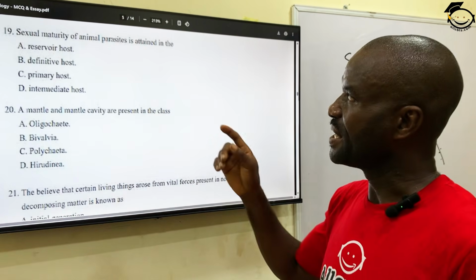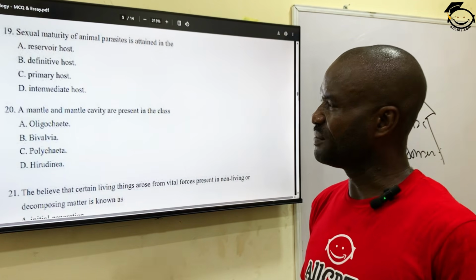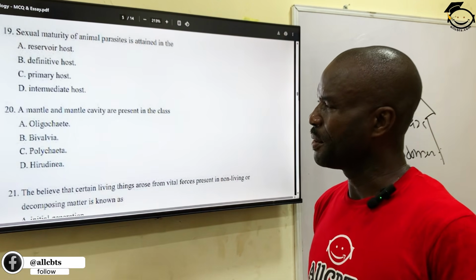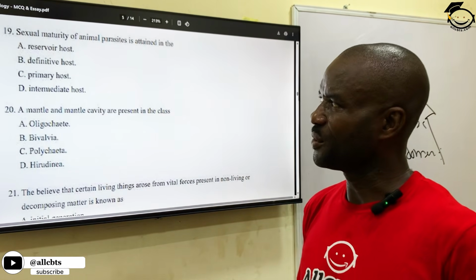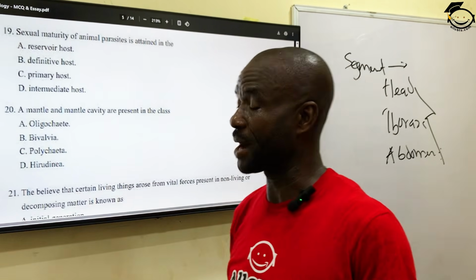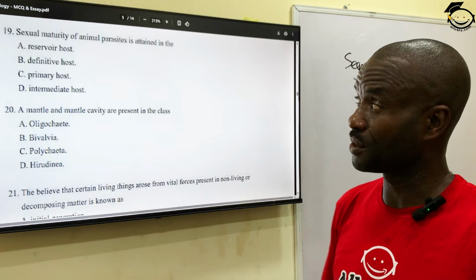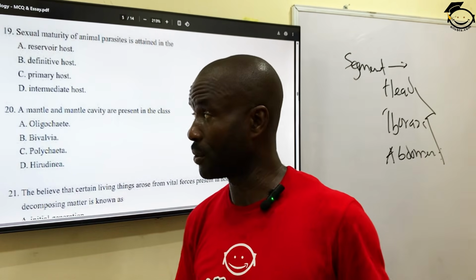A, reservoir host. B, definitive host. C, primary host. And then D, intermediate host. There's nothing like this host. The correct answer is primary host. It's either primary or secondary host, but where they have their sexual maturity is primary host.